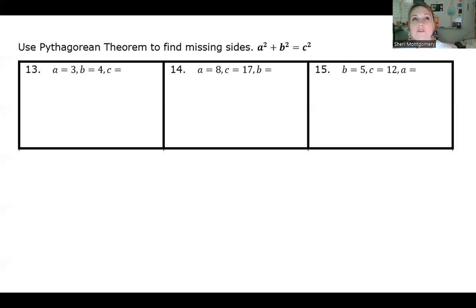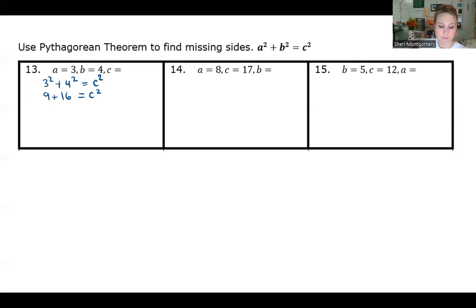So for the first one, we're going to solve for c, and then 14 will solve for b, and 15 will solve for a. So I'll show you how to solve for each one of them. For the first one, it would be 3 squared plus 4 squared is going to be equal to c squared. So what is 3 squared? 9 plus 16 is going to be c squared.